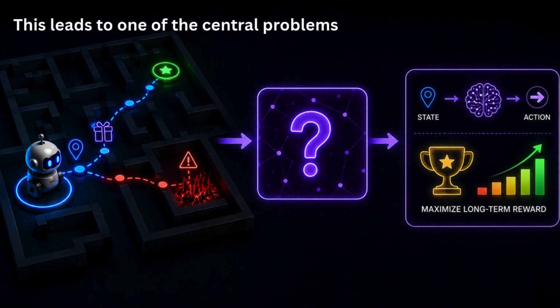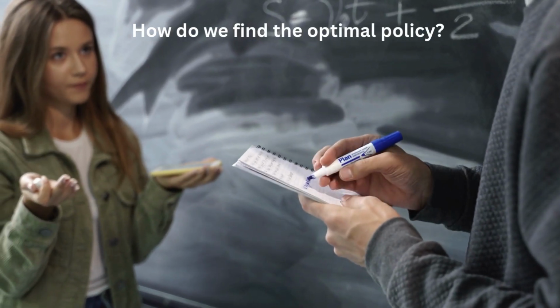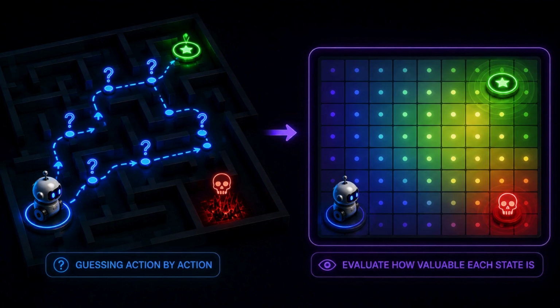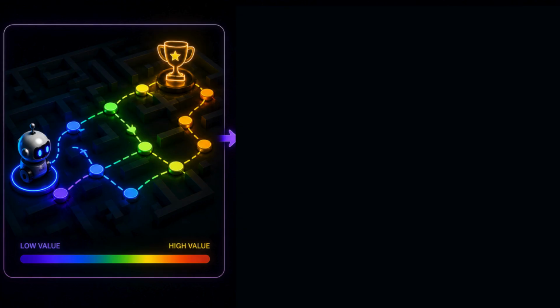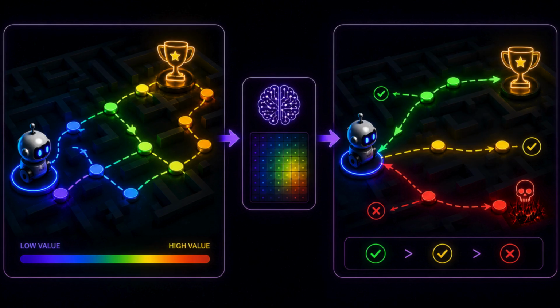This leads to one of the central problems in reinforcement learning. How do we find the optimal policy? Instead of guessing action by action, we can evaluate how valuable each state is. A state is valuable if it gives us access to good rewards in the future. Once we know those values, we can determine which action is best.